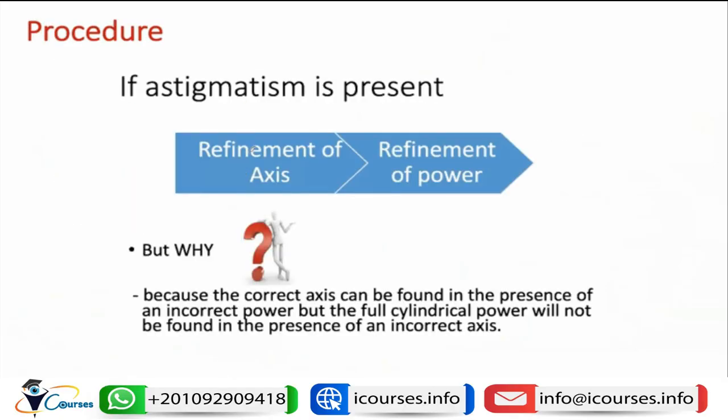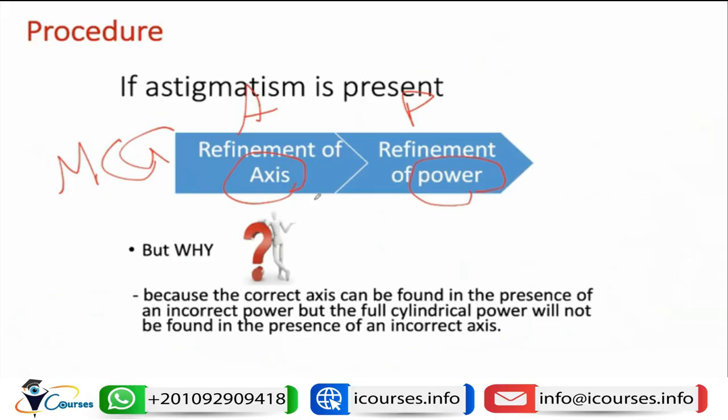So we said that the Jacksonian cross cylinder can be used to identify the axis and the power. So what we do first is the discovery of the axis or the discovery of the power. The first is to discover the axis. Then we will discover the power, and also this is asked in the MCQ. So remember that A comes before P in the English alphabet. So axis comes before power.